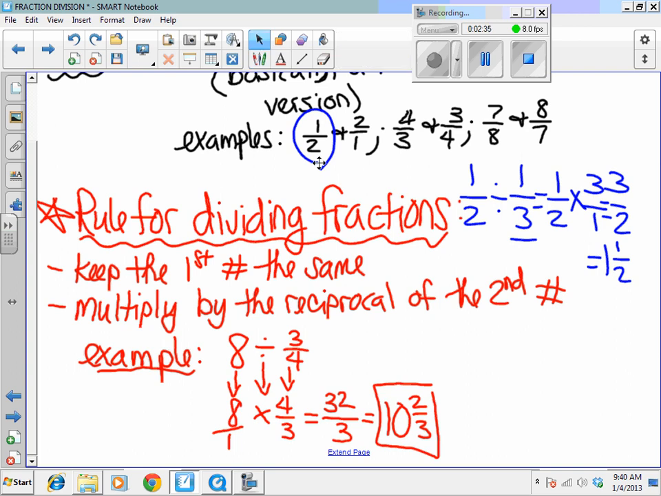This is the dividend. This is the divisor. You leave the dividend alone. You use the reciprocal of the divisor and you multiply. Who can tell me why, if you're using the opposite of the divisor, the reciprocal, you would have to multiply? Since you're changing what's on the right side of the equation, why would you have to multiply?